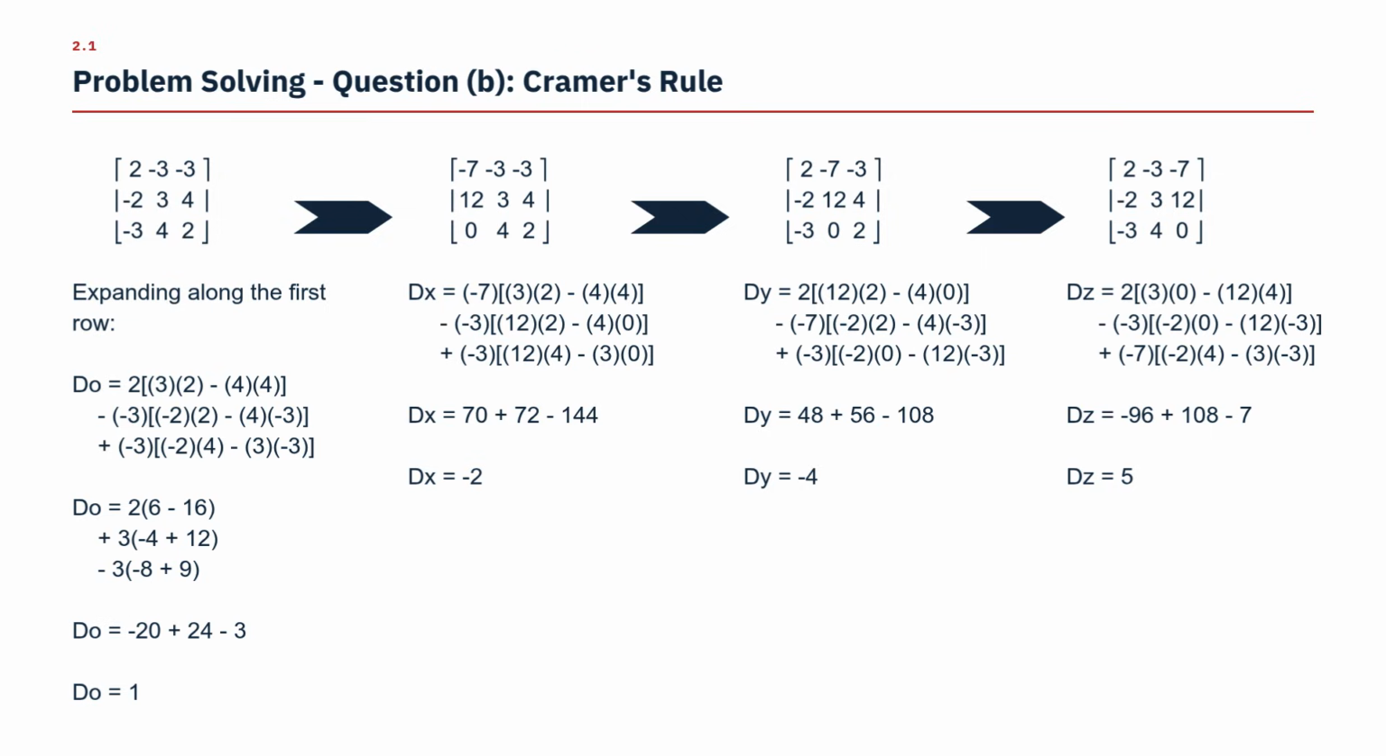For this step, we calculate the main determinant D0 first. We expand the determinant along the first row. After performing the calculation, we get D equals 1. Next, we replace the first column with the constant values to obtain Dx. After calculating the determinant, Dx equals negative 2. We then replace the second column to obtain Dy, which gives us negative 4. Finally, we replace the third column to obtain Dz, giving us 5. Therefore, our four determinant values are D0 equals 1, Dx equals negative 2, Dy equals negative 4, and Dz equals 5.